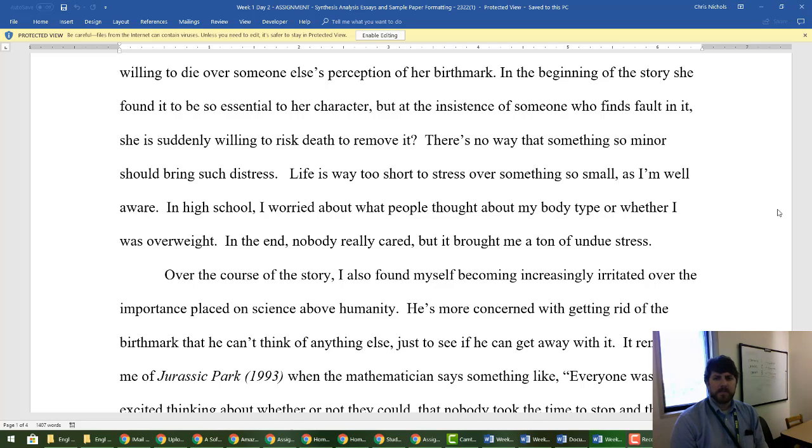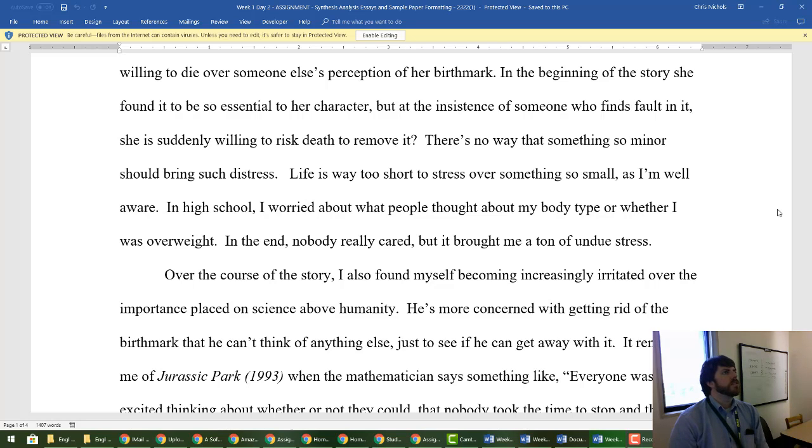And he says, there's no way something so minor should bring such distress. And this is what I like is the next thing he says. Life is way too short to stress over something so small, as I'm well aware. So he starts bringing in his personal experience. In high school, I worried what people thought about my body type or whether I was overweight. In the end, nobody really cared, but it brought me a ton of undue stress.